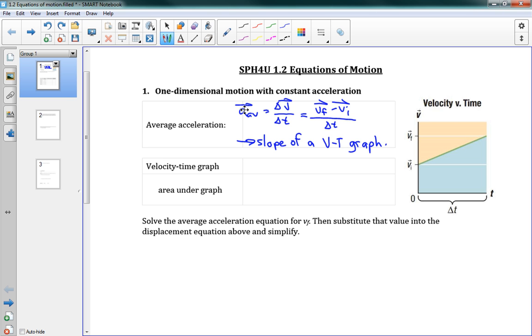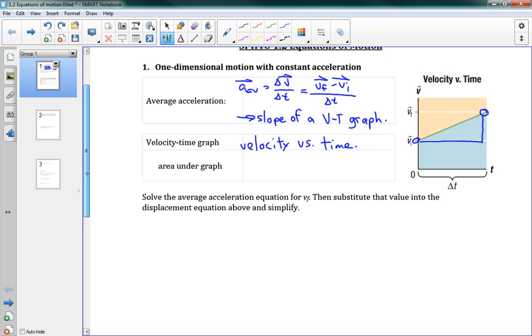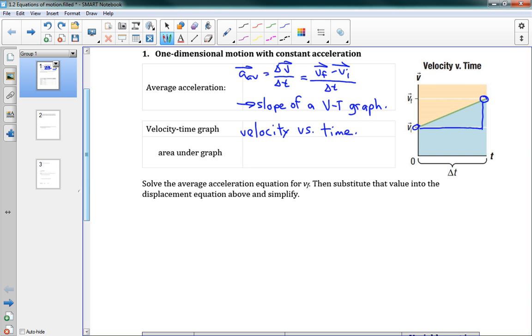What is a velocity time graph? Well, it's what we see on the right here. It's just a graph where we plot velocity versus time. So you can see on the graph to the right here, we have velocity versus time, and you can see that we have our initial velocity and our final velocity. And if we got the slope there, well, we're looking at vf minus vi divided by delta t. That's the slope of our graph.